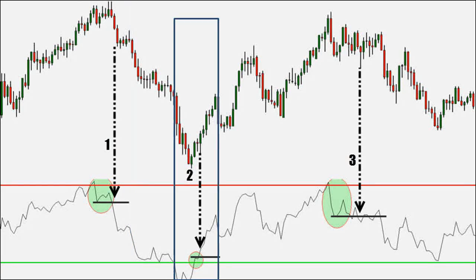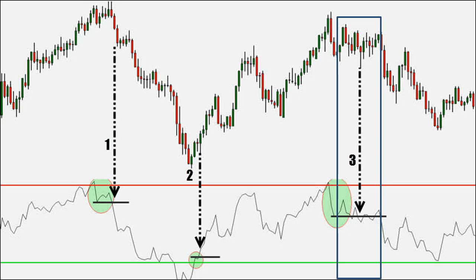At number 2, we drop into oversold and we remain there for a bit. The RSI exits and there is a small swing that plots, and the trade is at the break of that high. Number 3, the overbought zone is exited and the RSI puts in a lower swing high.